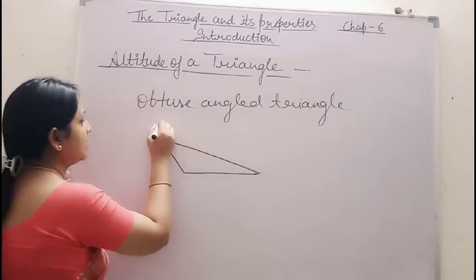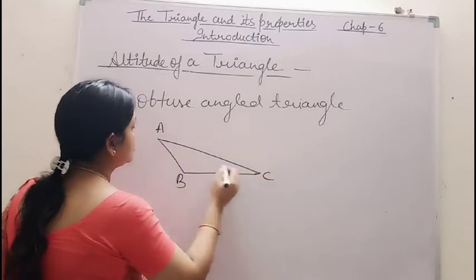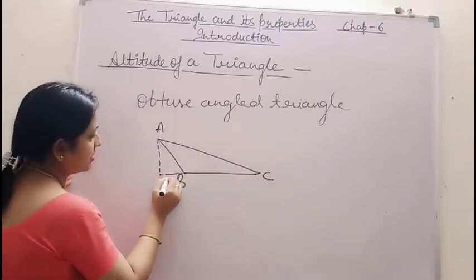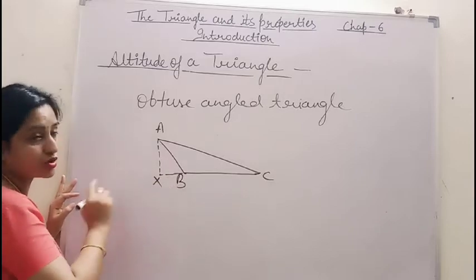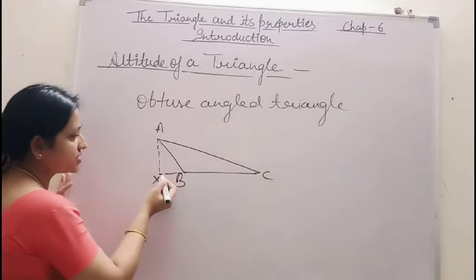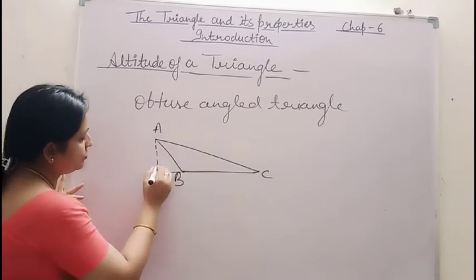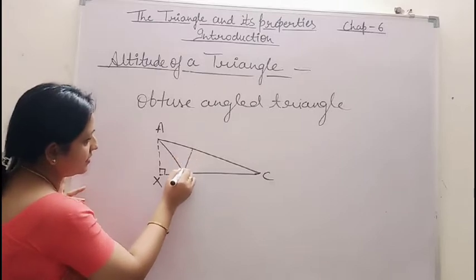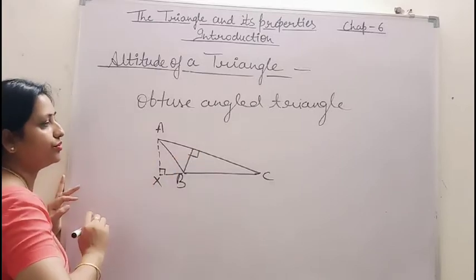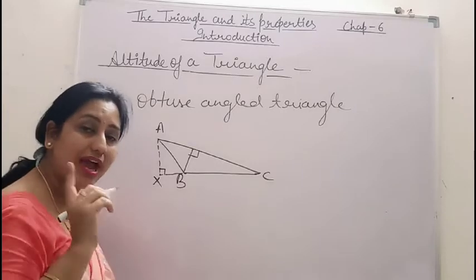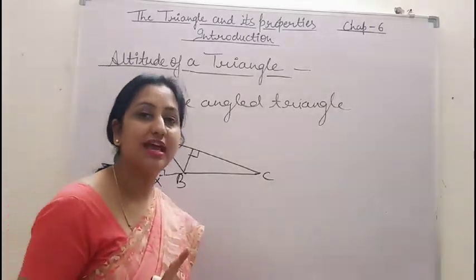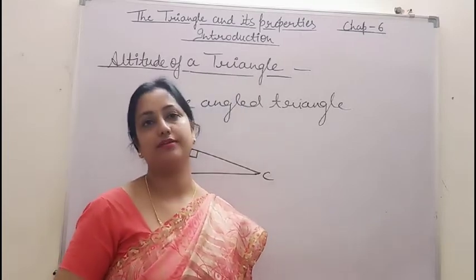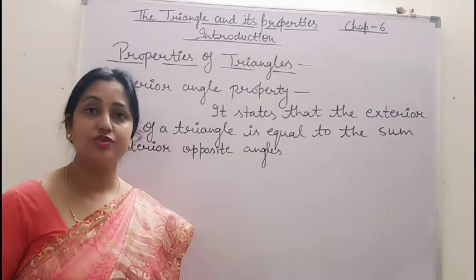Give them names A, B and C. So in this triangle, AX is your altitude and CX is your altitude, and at point P, this is your altitude. So one thing you have to remember: in case of an obtuse angle triangle, the altitude lies outside of the triangle. Next topic is properties of triangle.